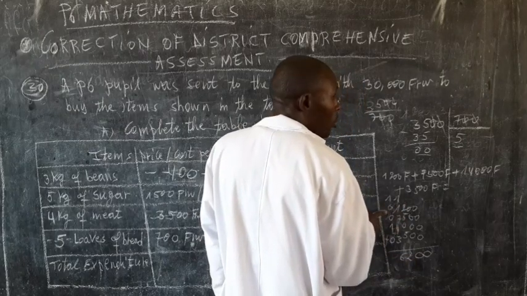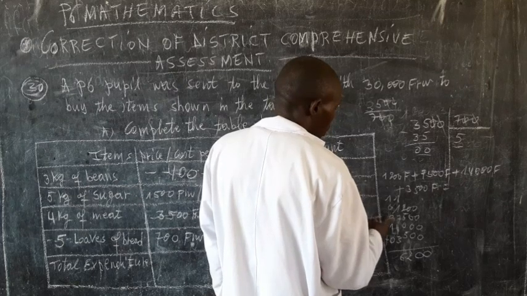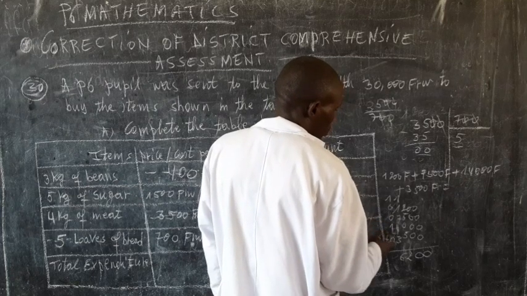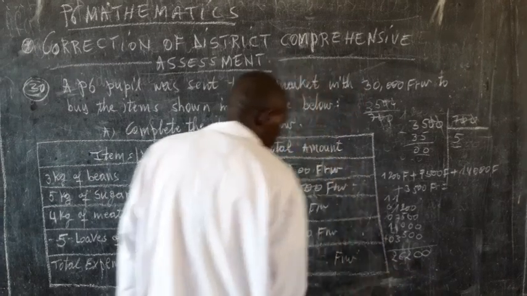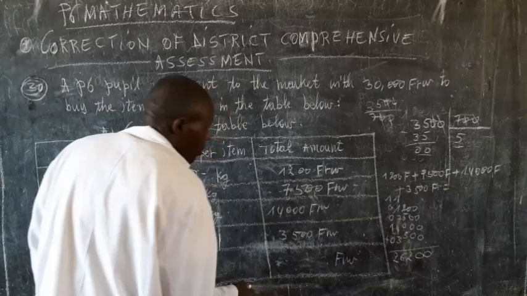1 plus 0 equal to 1. 1 plus 0 equal to 1. 1 plus 1 equal to 2. Plus 0 equal to 2. The answer is equal to 26,200.